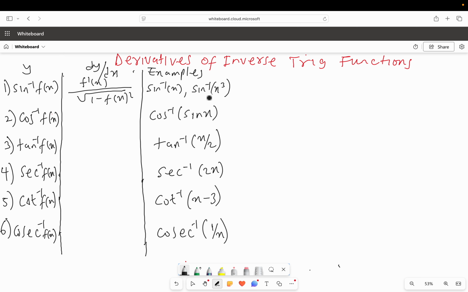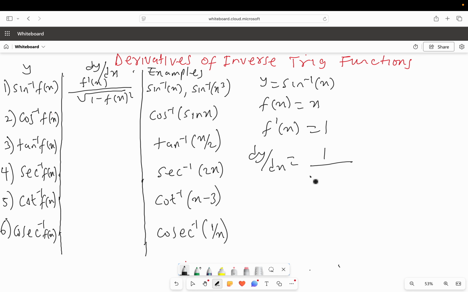So now let us go through these examples. So if I have y is sine inverse of x, it means my f of x is just x. So if I differentiate it, I will have 1. So I can just substitute this into this formula. So it means my dy/dx will just be 1 over root of 1 minus, and my f of x is just x squared.